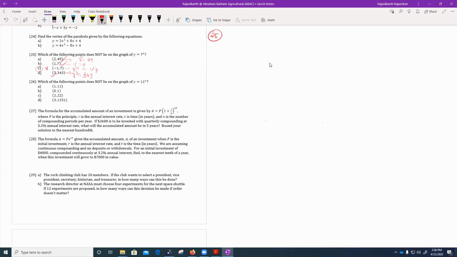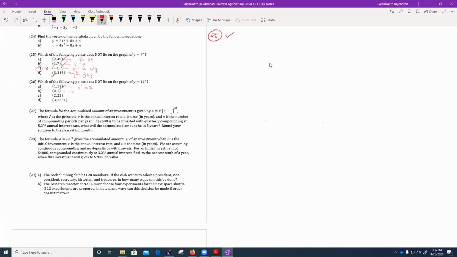Okay. Yeah, in a similar way, you could do 26 also. So for the 26, my x value is 1. So plugging 1 here, it is giving 11 to the power 1. Yes, which is 11. I'm getting correctly.